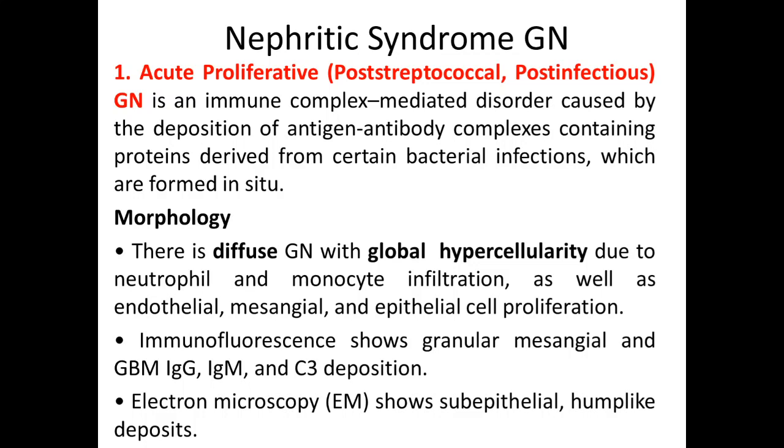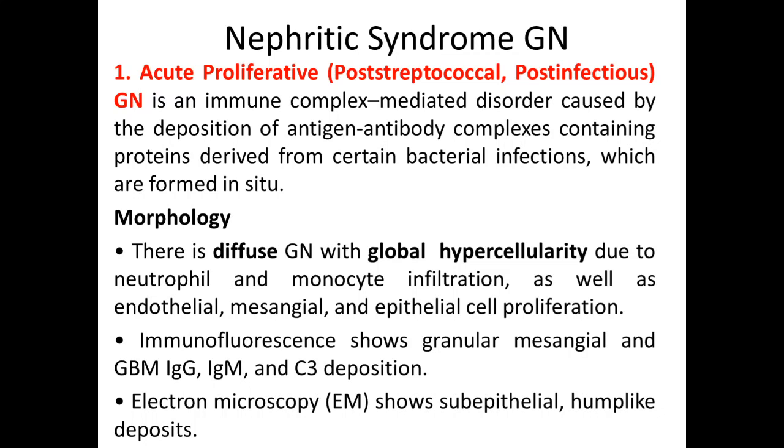Nephritic syndrome glomerulonephritis, of course, develops with acute proliferative, or post-streptococcal or post-infectious glomerulonephritis. It's about immune complex mediated disorders, of course, which are caused by the deposition of antigen-antibody complexes containing proteins derived from certain bacterial infections and formed, of course, in situ.